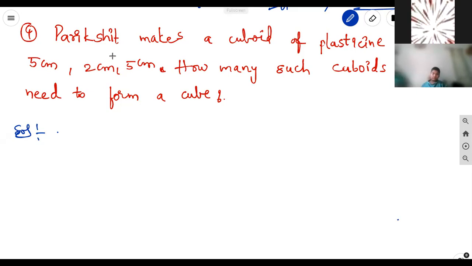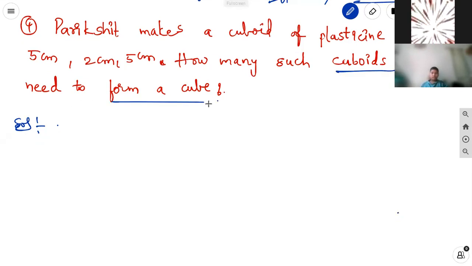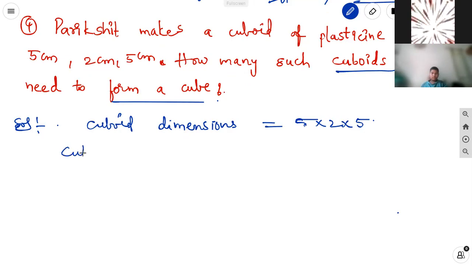Fourth problem. Parikshit makes a cuboid of plasticine of sides 5 centimeter, 2 centimeter, 5 centimeter. How many such cuboids will he need to form a cube? So, the cuboid dimensions are equal to 5 into 2 into 5. So, the cuboid can be made into a cube.